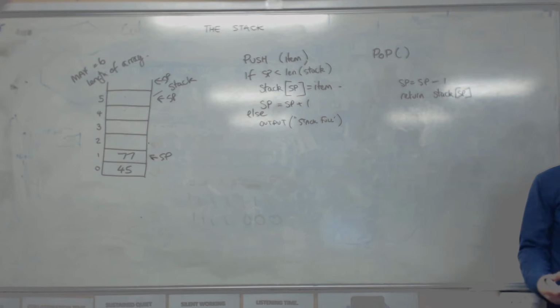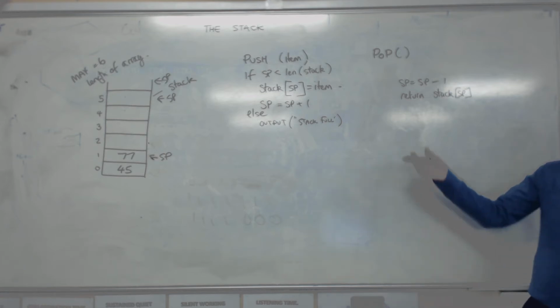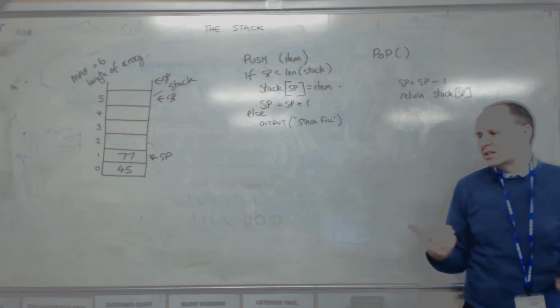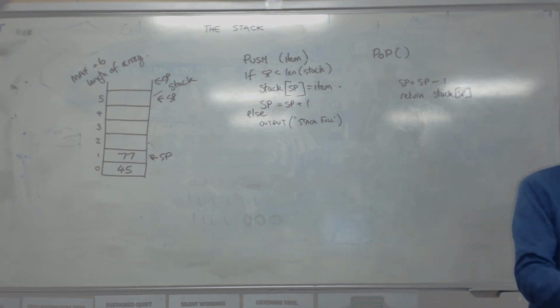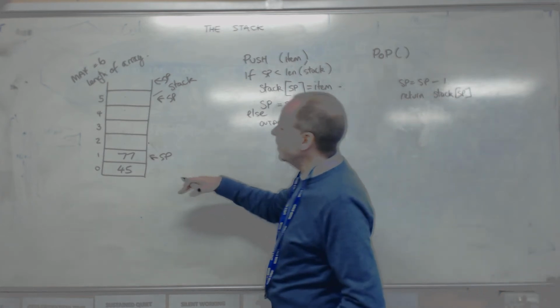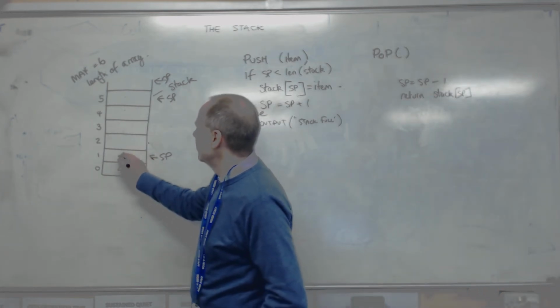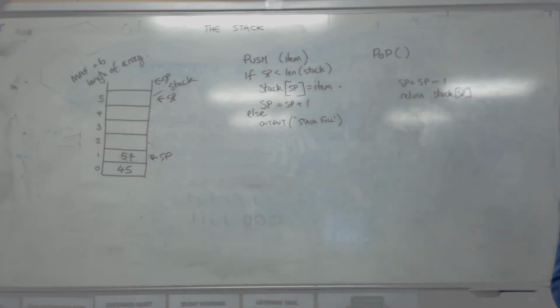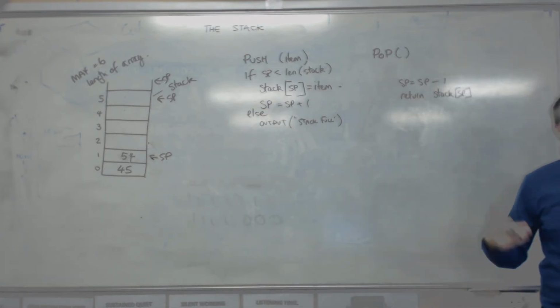So if the stack is set up, the stack pointer is pointing to the free space. 77 has been removed. It might physically still be in memory, but as far as we're concerned, and this is how data structures work, the pointer's saying that's where the next item's going to get written. So if I push another item, it's going to go there. Overwrite. We do not go around deleting things from memory. Waste of time. We overwrite stuff.